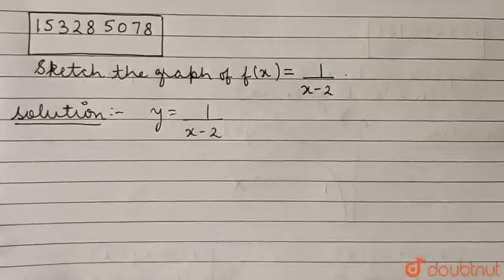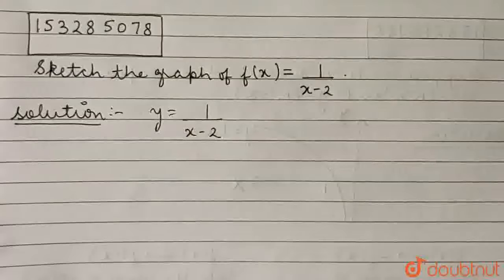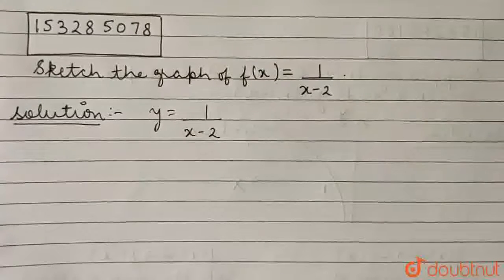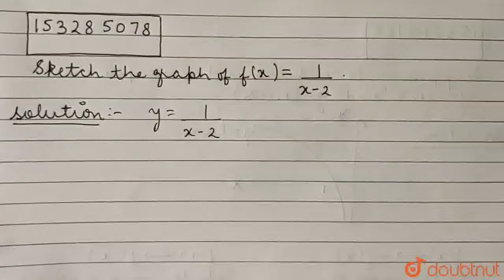Sketch the graph of f(x) equal to 1 upon x minus 2. Now, to sketch the graph of this given rational function, we first need to find what the asymptotes of this curve would be. So we define an asymptote as a line such that the distance between the curve and the line approaches 0 as one or both of the x and y coordinates tends to infinity.